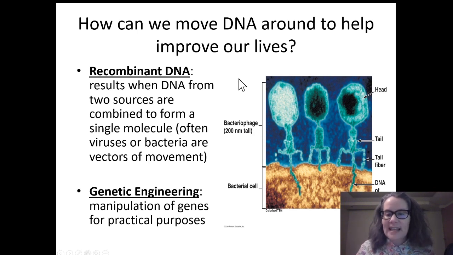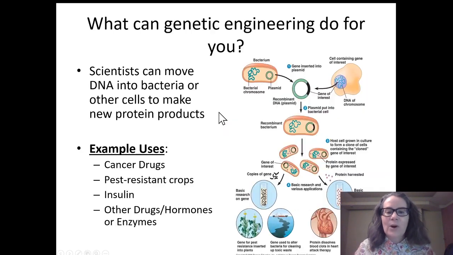Often we're using things like viruses. Over here, my picture shows a virus injecting DNA, or sometimes a bacteria as our vehicle, or they're often called vectors, to move that DNA that we just cut out using restriction enzymes into a new source. This is at the heart of genetic engineering, manipulating genes and DNA for practical purposes, like for pesticide resistance in corn.